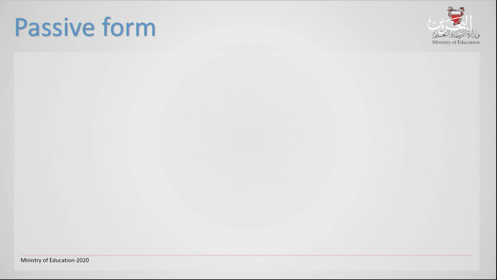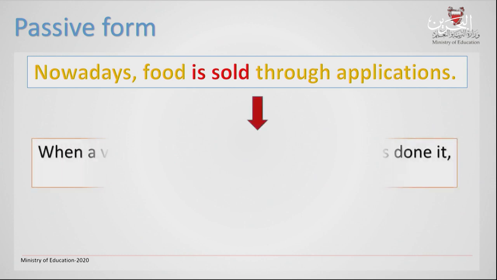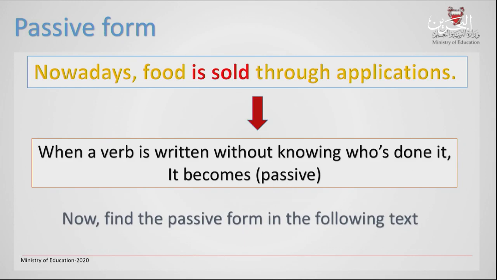Now, let us learn about the passive form. Let's read this example together. Nowadays, food is sold through applications. Is sold. Is sold is the passive form. When a verb is written without knowing who's done it, it becomes passive. So, if you find in a sentence a verb without knowing who did that verb, it means you are reading a passive form.